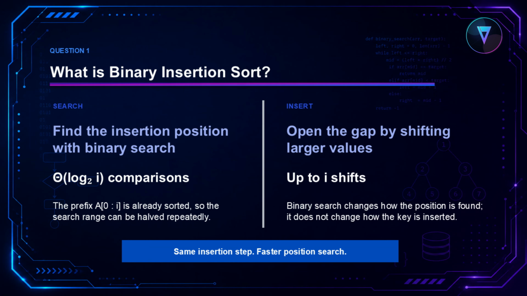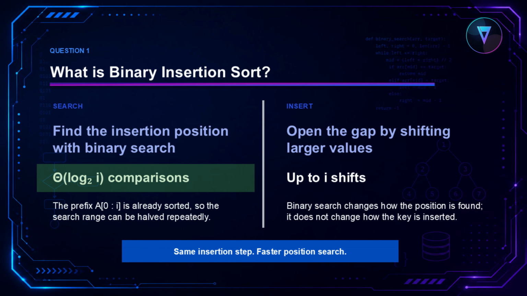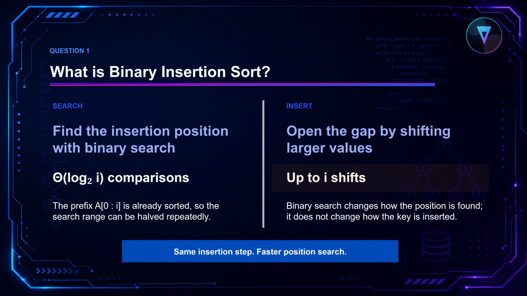What is binary insertion sort? It is an insertion sort variant that uses binary search to find the key's position inside the already sorted prefix. Binary search reduces the position search to O of log of i comparisons, but the algorithm may still shift up to i elements to create the gap.